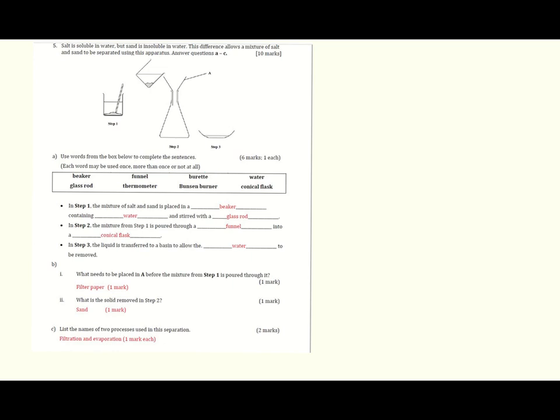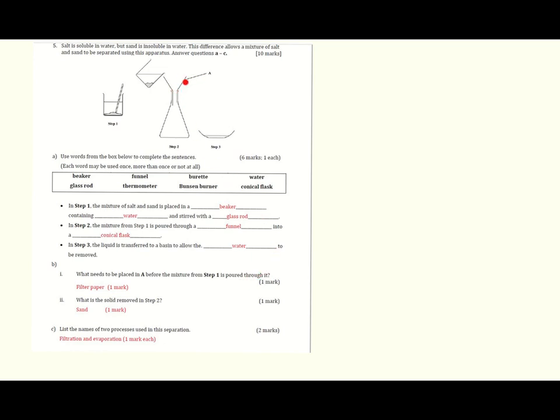Now let's complete those sentences. In step 1, the mixture of salt and sand is placed in a beaker containing water and stirred with a glass rod. In step 2, the mixture from step 1 is poured through a filter funnel into a conical flask. In step 3, the liquid is transferred to a basin to allow water to evaporate or to be removed.